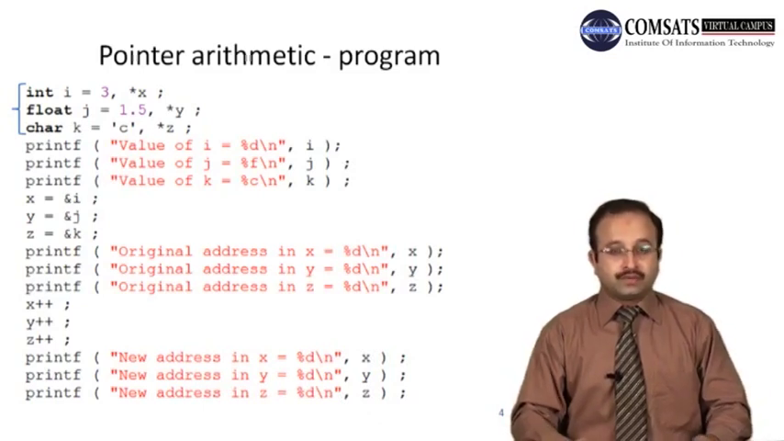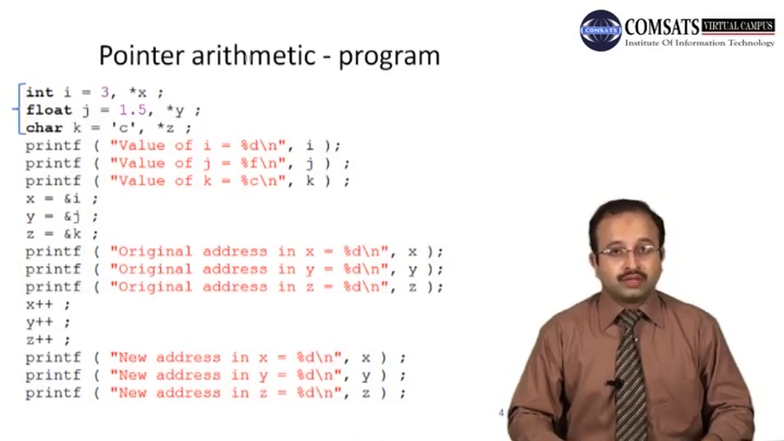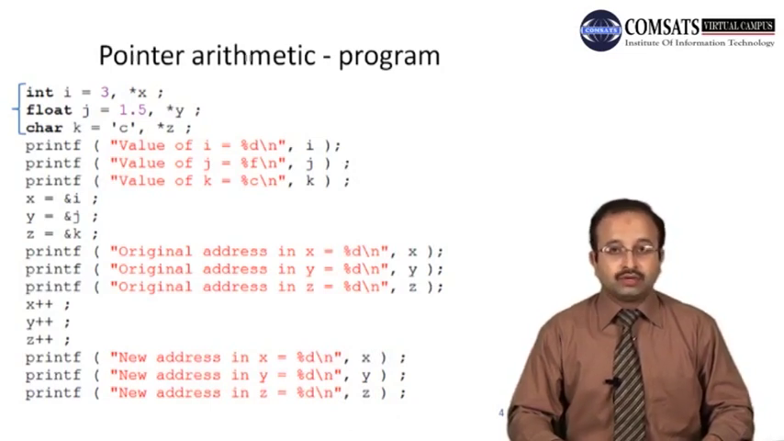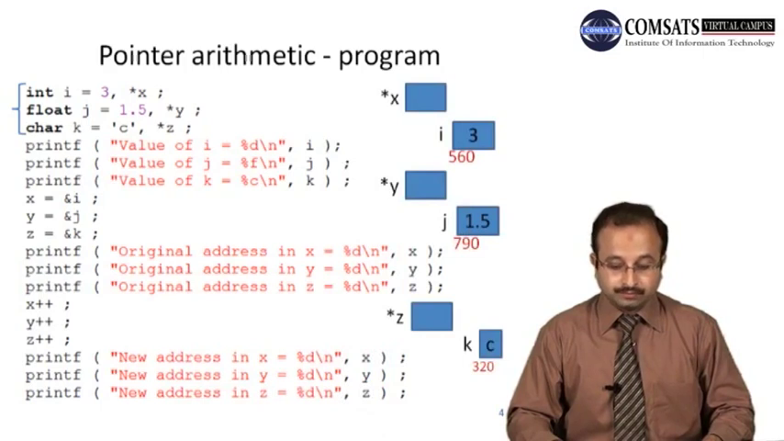Pointers, regardless of their type, always take 4 bytes in memory. The type means that the memory they are pointing to stores an integer type value if the pointer is integer type, and floating type value if the pointer is float type, and similarly for the character. So when these three statements are executed, memory will be allocated to these six variables. Three of them are ordinary variables and three of them are pointers.